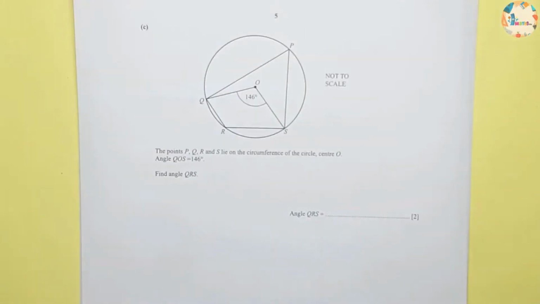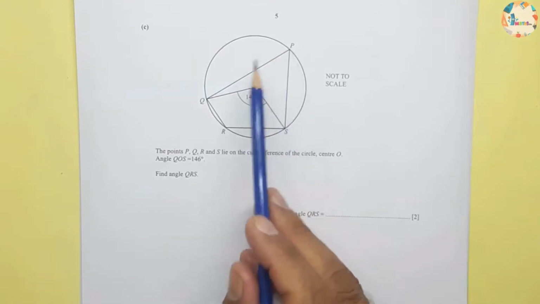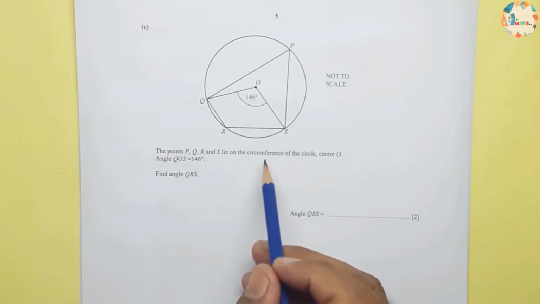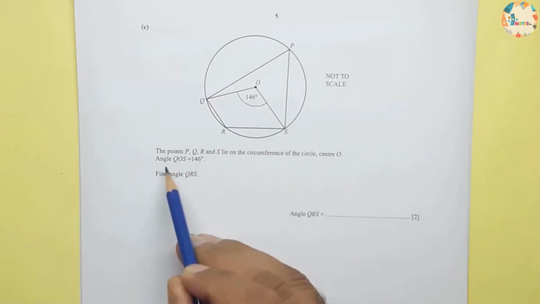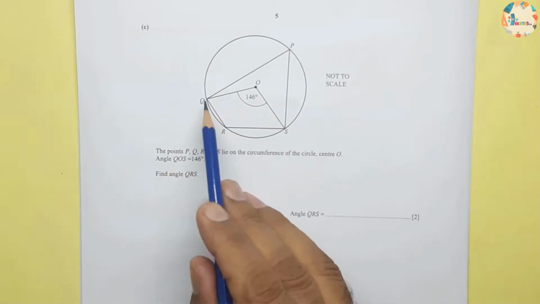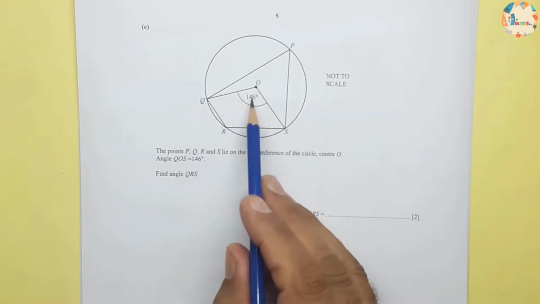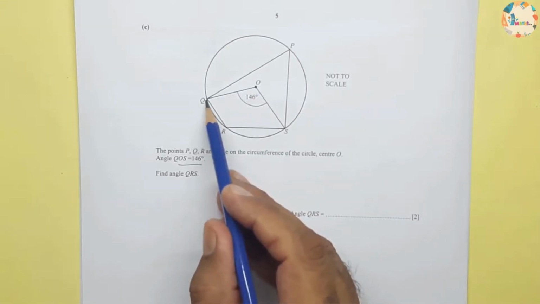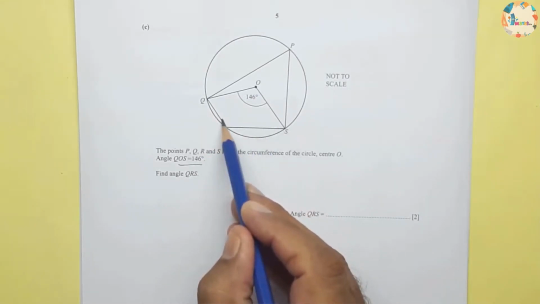Next, C part, also circle theorem. The points P, Q, R and S lie on the circumference. So this is a cyclic quadrilateral. Circumference of the circle, center O, angle QOS is 146. It is given. Find the angle QRS. Basically, this angle is required.